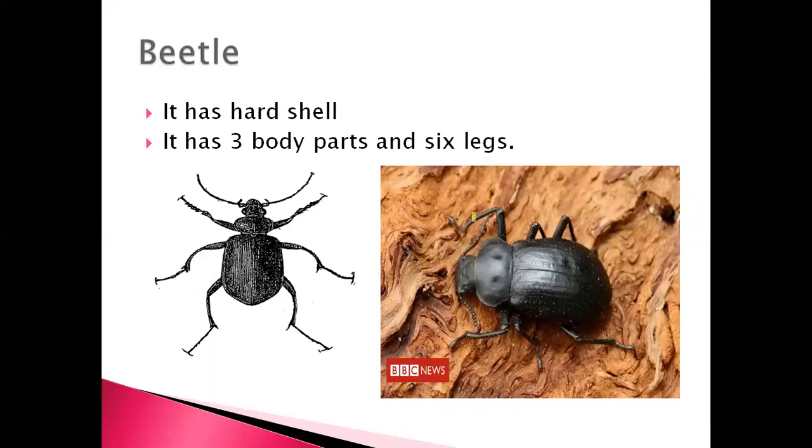Now, let's talk about another animal without backbone. It's the beetle. Okay, look at this beetle. This is a real one, by the way. It has a hard shell, and the body parts, you can see them. It has 3 body parts, 1, 2, 3. It has 3 body parts, and this is a real beetle. And this picture shows that it has 6 legs, 1, 2, 3, 4, 5, 6.